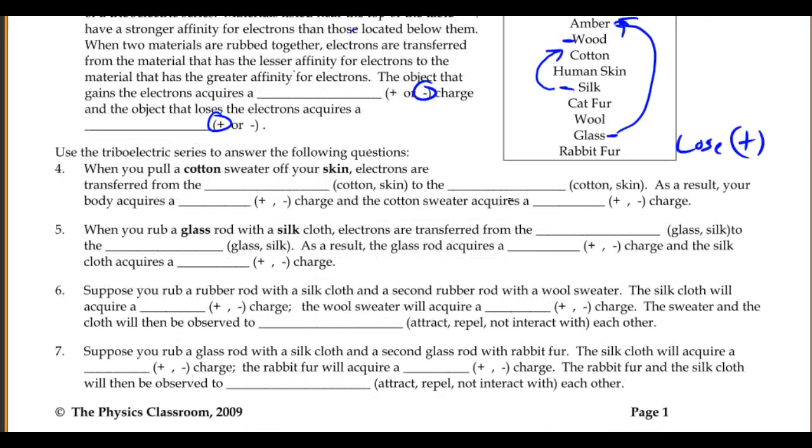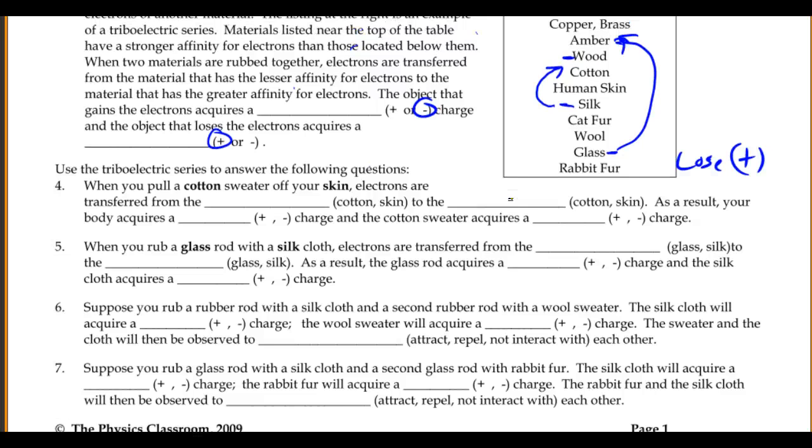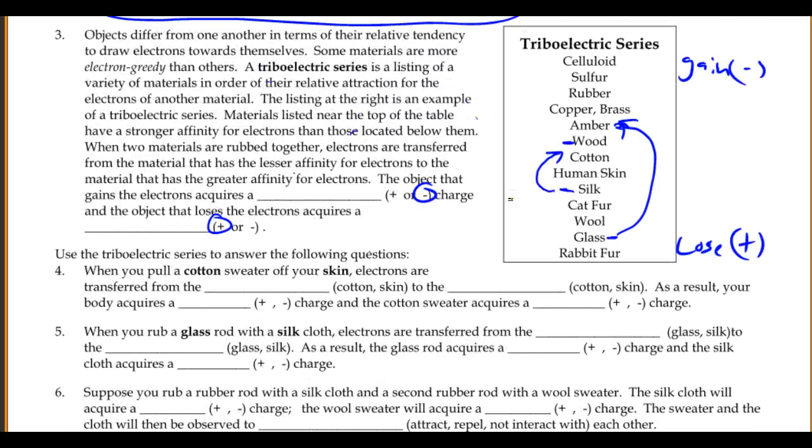Alright, so number 4, when you pull a cotton sweater off your skin, electrons are going to be transferred from... human skin is below cotton, so they're going to move from the human skin to the cotton. As a result, your body acquires a positive charge because you're leaving behind extra protons, and the cotton will become negatively charged.